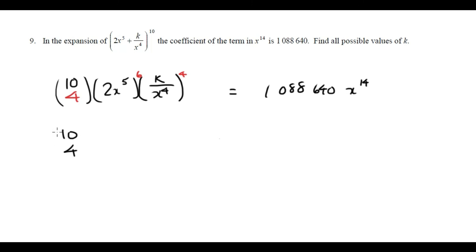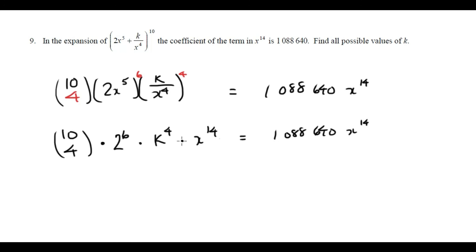We got our combination, 10 choose 4 or 10 choose 6, but I'll go with 10 choose 4. We got 2 to the power of 6. Again, don't forget to raise that coefficient by this power of 6. And there's our friend again, k to the power of 4. And remember, I have 30 x's on the top and 16 on the bottom, so that gives me x to the power 14. And once I write this out, we'll just erase and drop off the x to the power 14 because we don't need that to solve for k.